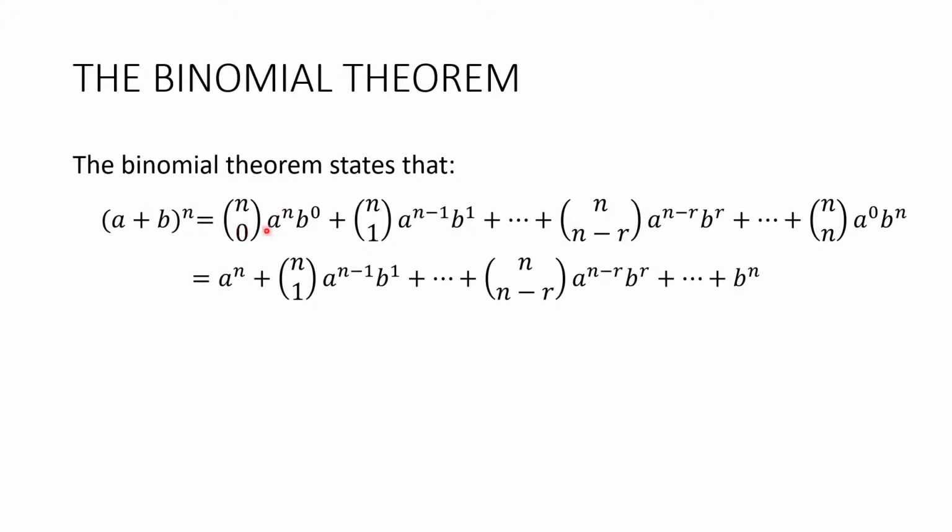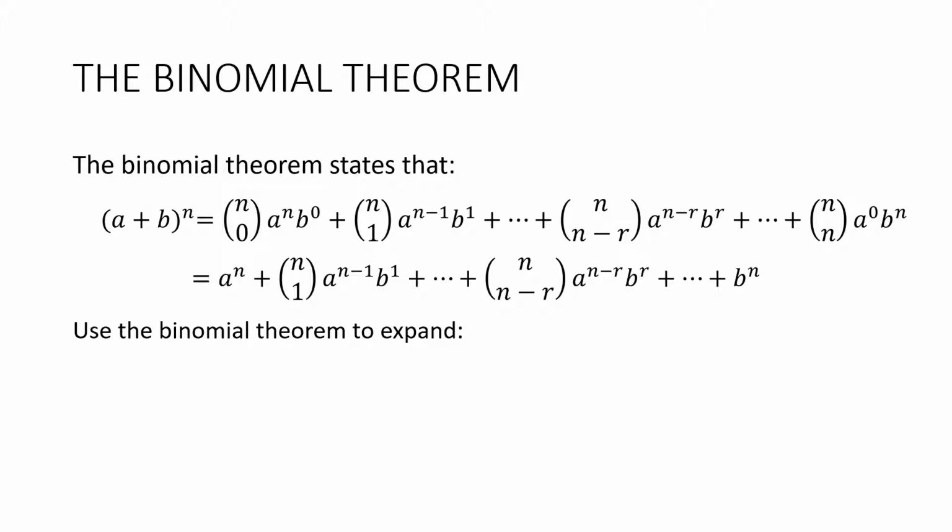Let's have a look how we've got from here to here. nC0, we just learnt that that's equal to 1. b to the 0 is equal to 1, so I can write that as a to the power of n. Then that term's the same, this term's the same, and here, instead of nCn and a to the 0, I've just written b to the power of n, because that's equal to 1, and so is that.